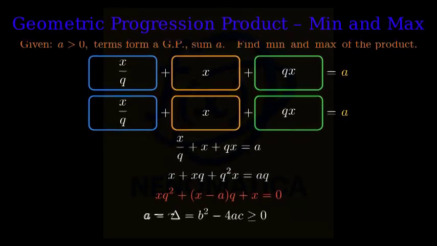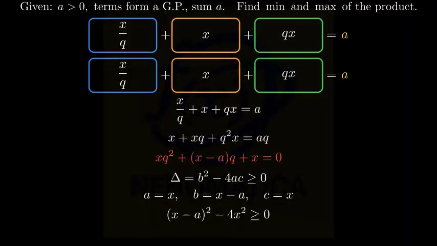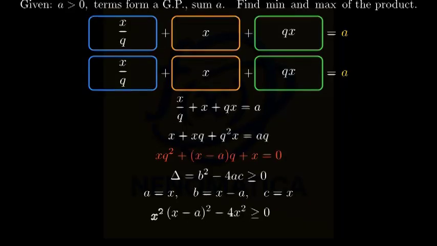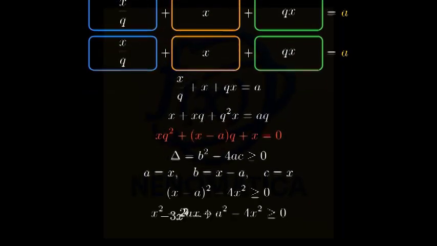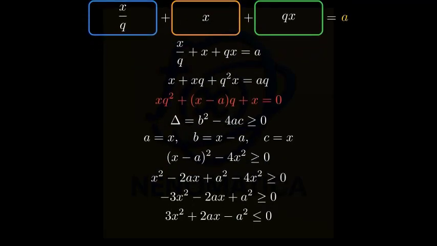For real common ratio q, the quadratic in q must have real roots. So the discriminant is at least 0: b squared minus 4ac greater than or equal to 0. Here a equals x, b equals x minus a, and c equals x. Expand and simplify. We get x squared minus 2ax plus a squared minus 4x squared greater than or equal to 0. That simplifies to negative 3x squared minus 2ax plus a squared greater than or equal to 0.